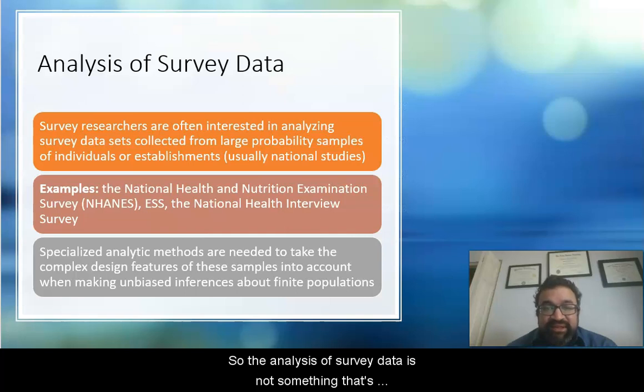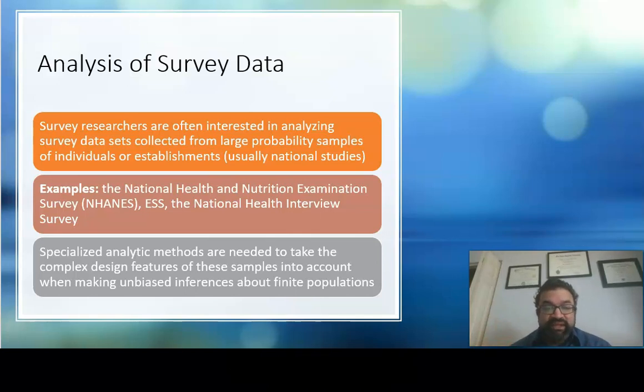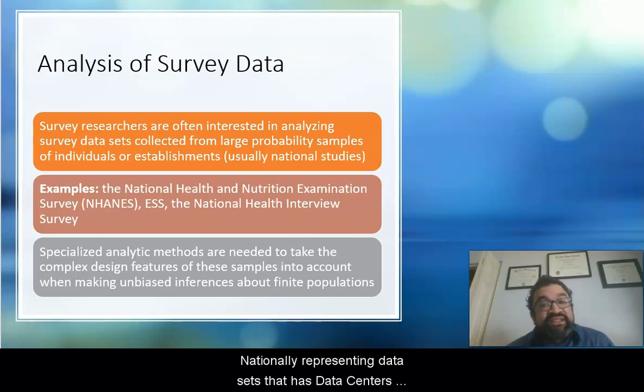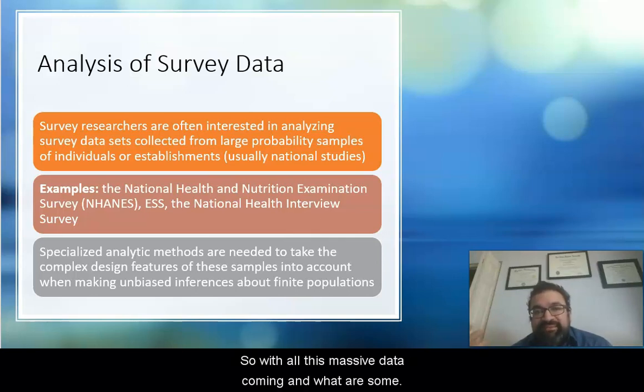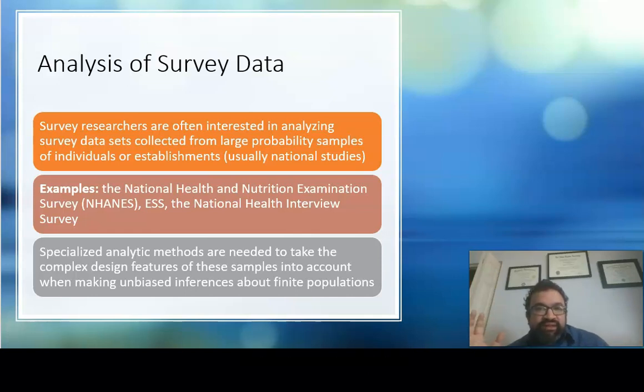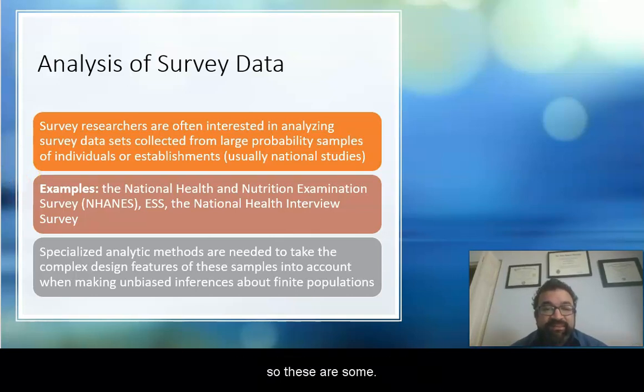The analysis of survey data is not something that's new or unique to machine learning. The nationally representative data sets that the Centers for Disease Control holds, a lot of these are being actively, continuously collected, and surveillance measures are being actively conducted. With all of this massive data coming in, what are some techniques that we can use to be able to handle all of these data sets? There are specific types of considerations that are needed in survey data sets. These are some of them.